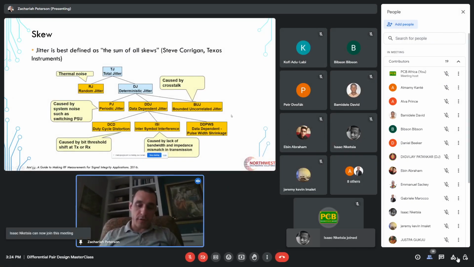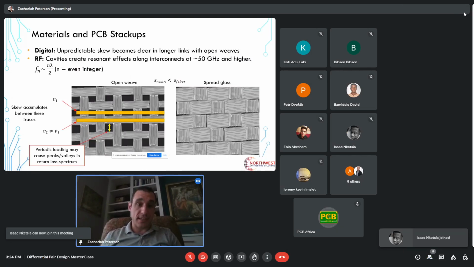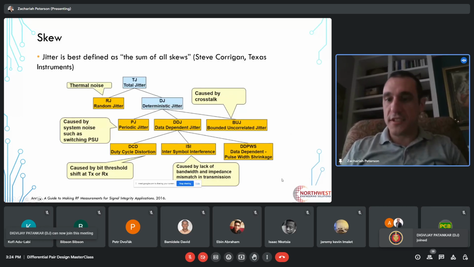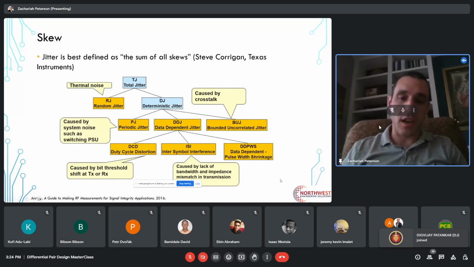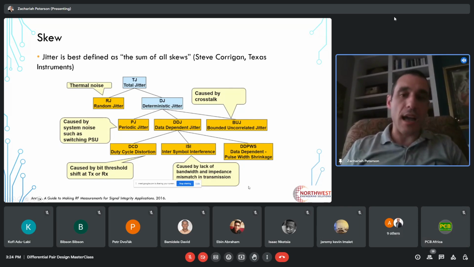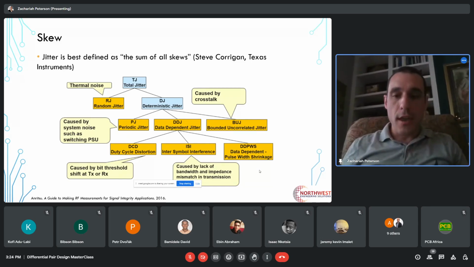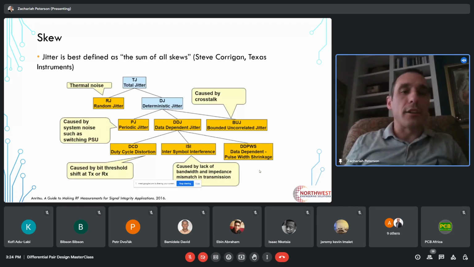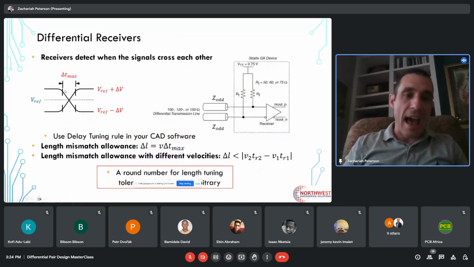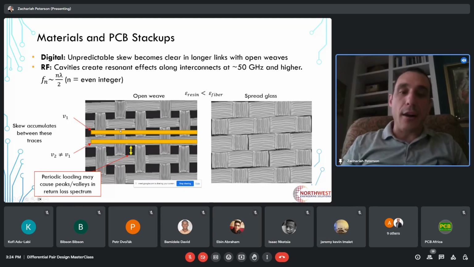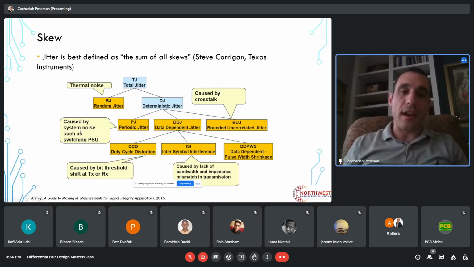So the big one for differential pairs is, of course, this fiber weave effect. However, there are many other sources of skew that can cause two signals to become misaligned over time. And so having your traces length matched very close to each other is not necessarily required. However, it's a good idea to have the two signals cross each other as close as possible, because it gives you some margin of safety for any of these other effects like the fiber weave effect.